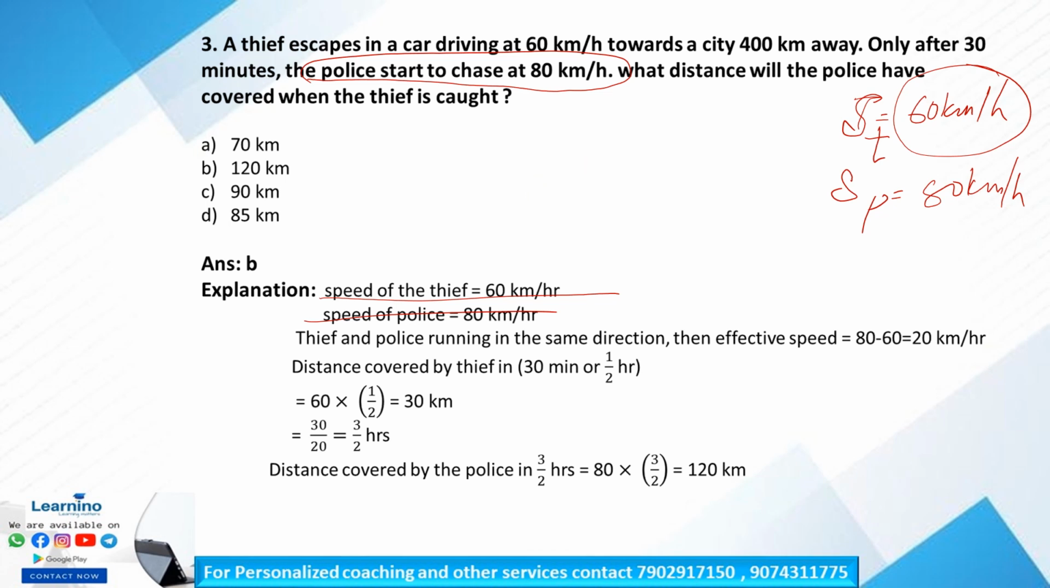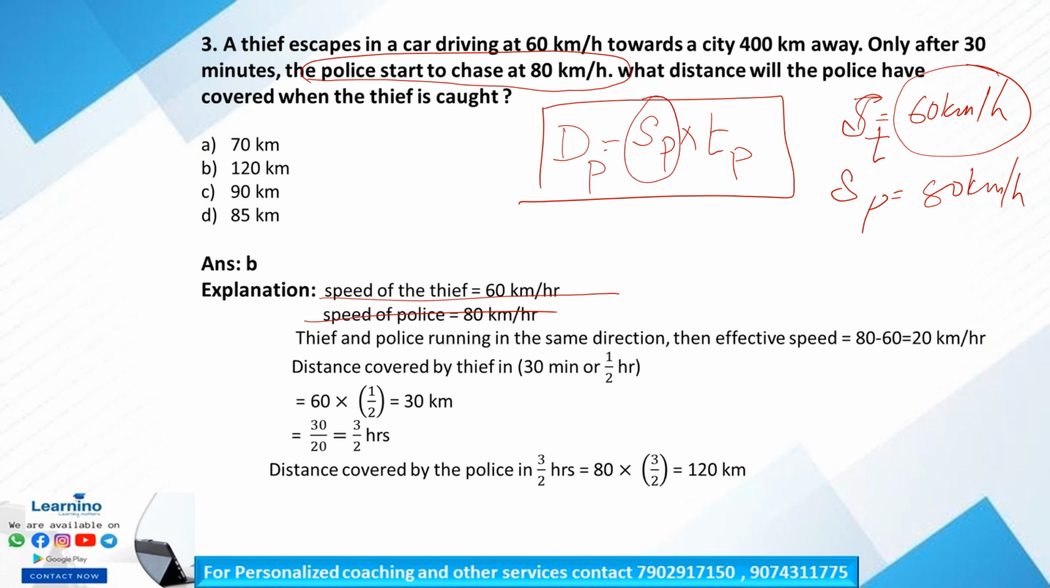In order to find the distance covered by the police, distance of the police is equal to speed of the police times the time taken by the police to complete the distance. This is the equation, and dp, the distance covered by the police, is what we have to find. We know the speed of the police, and we also have to find the time the police take. In order to get the time, we have some data.